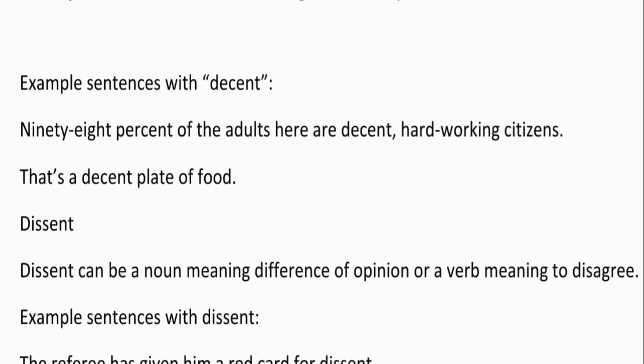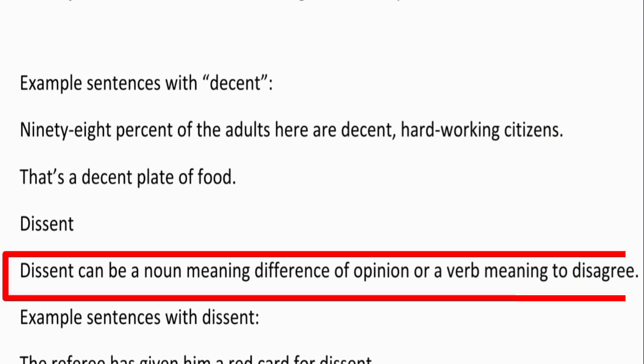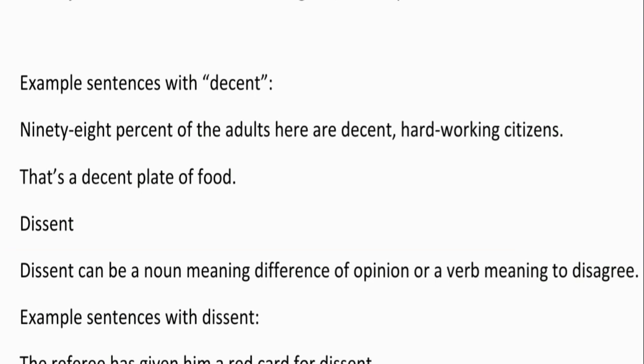थर्ड हमारे पास वर्ड है DISSENT. इसका मतलब क्या है? Dissent can be a noun meaning a difference of opinion or a verb meaning to disagree. Means as a noun इसका मतलब होगा disagreement and as a verb इसका meaning होगा disagree करना.